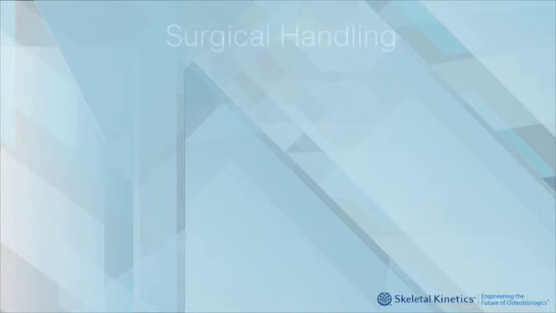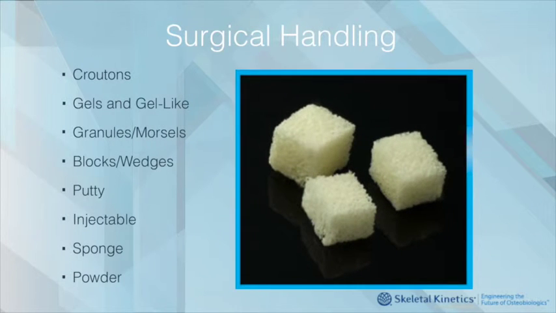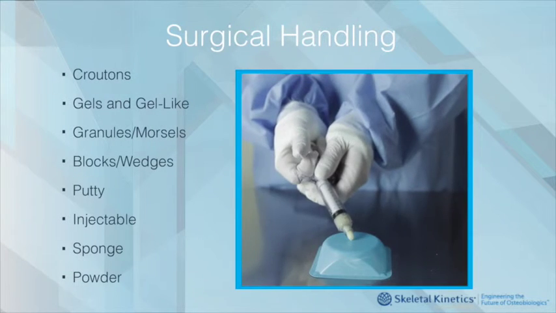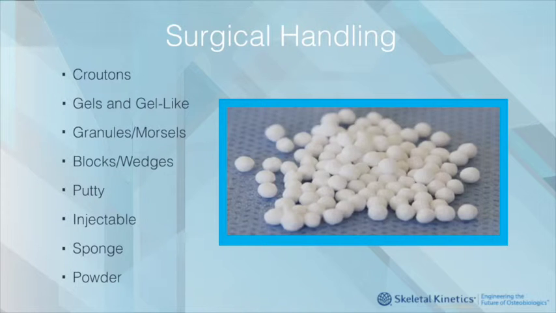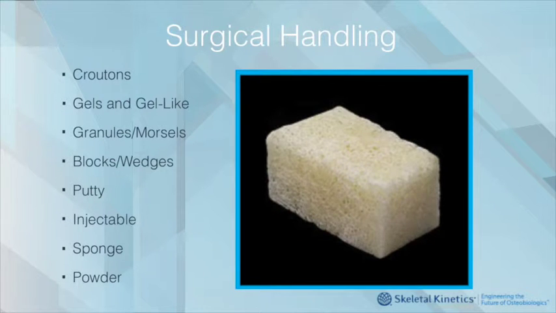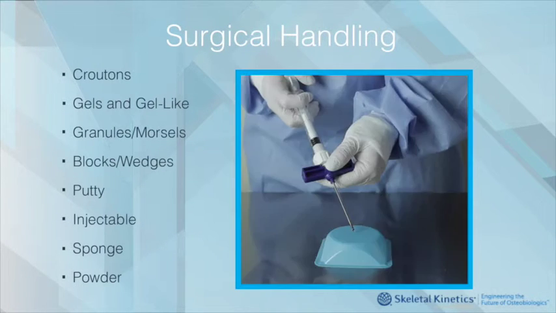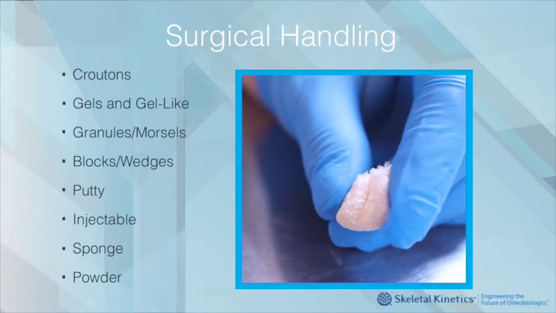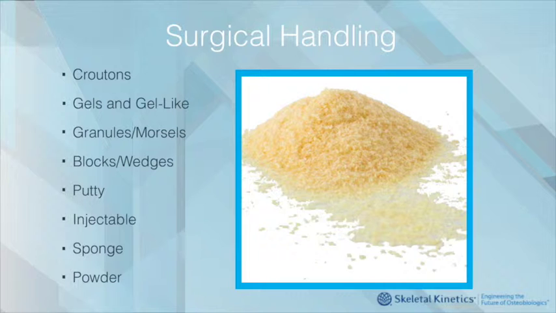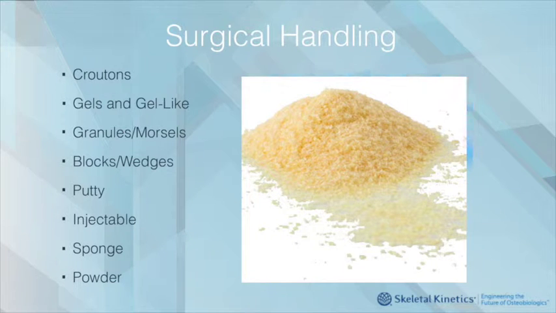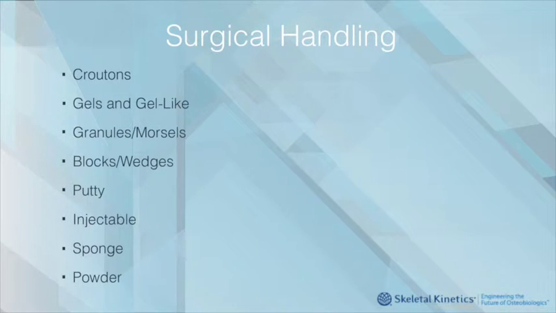The next part of our algorithm is surgical handling. These categories include croutons, gels and gel-like materials, granules and morsels, blocks and wedges, putties, injectable materials, sponge and sponge-like materials, and powders. It's important to remind your surgeons, even though a graft may be easy to deliver, it may not be accomplishing the structural or chemical goals necessary for that particular patient or clinical application.